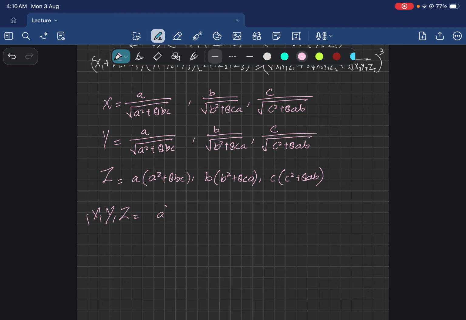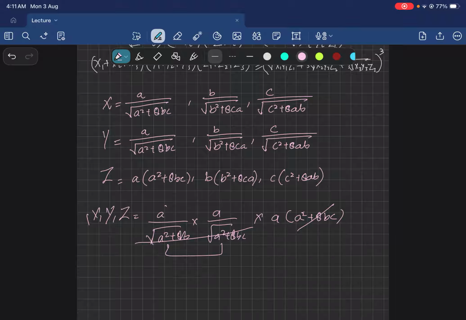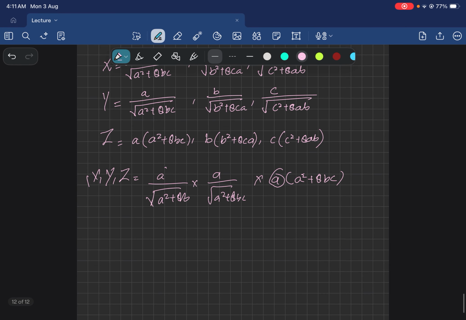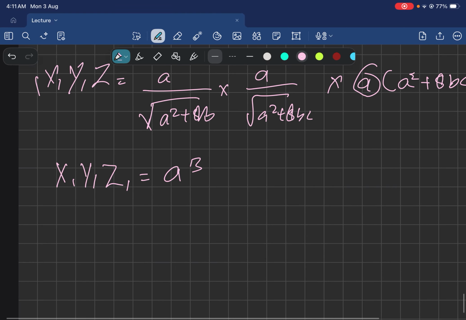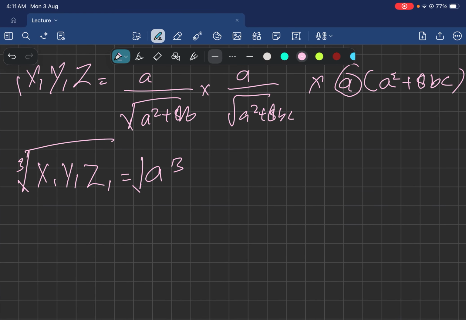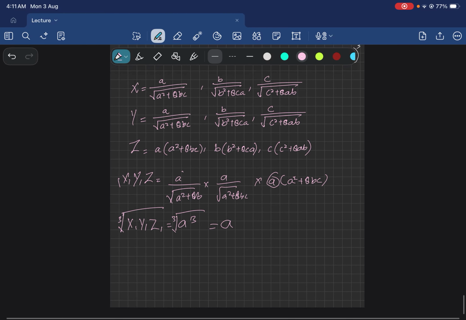So I get something like a under root a square plus 8bc, multiplied with a under root a square plus 8bc, and multiplied with a into a square plus 8bc. These two multiply and this cancels out with these, and then this a is multiplied with these two and gives us a cube, right? So I can say that x1 y1 z1 would equal a cube. Then if I take the cube root of this, I'll get a.